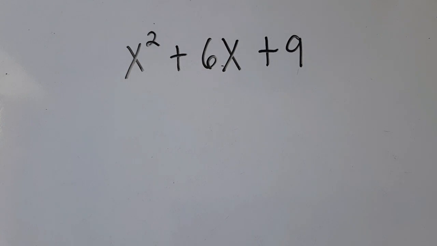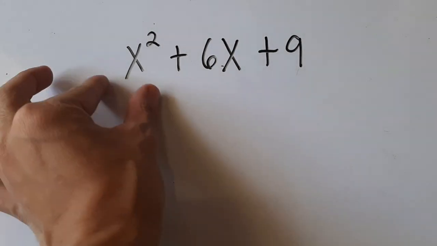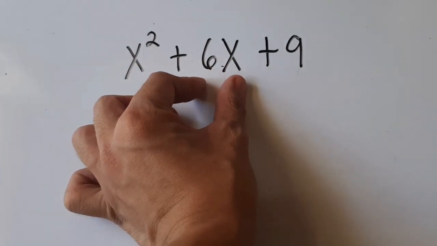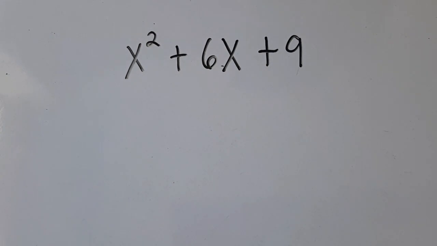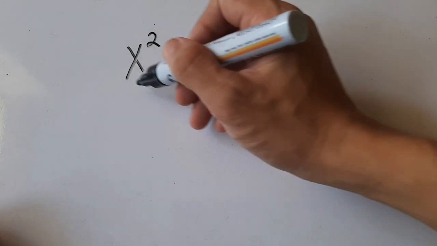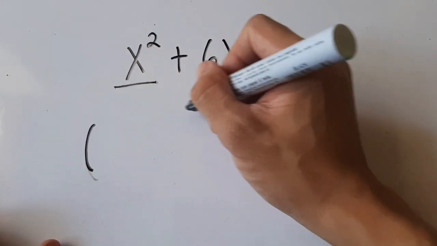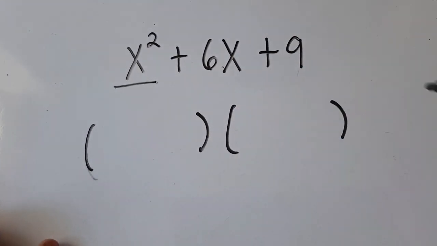So let us identify first what kind of expression this one is. This one is a quadratic expression because we have the degree of 2. Let us first identify the number of terms. The first term is x squared. The second term is 6x. And the last term is positive 9. In that case, we need first to factor the first term, which is x squared. So let's put parentheses to identify their factors.